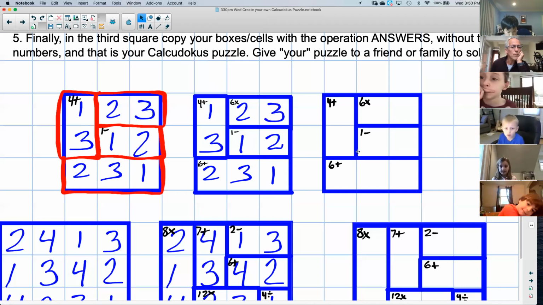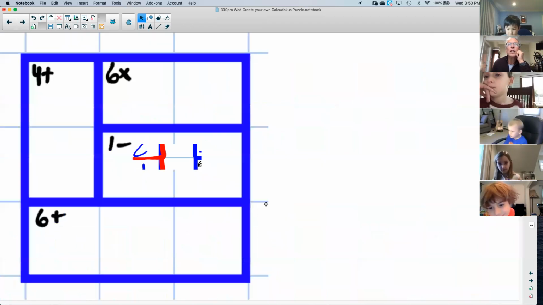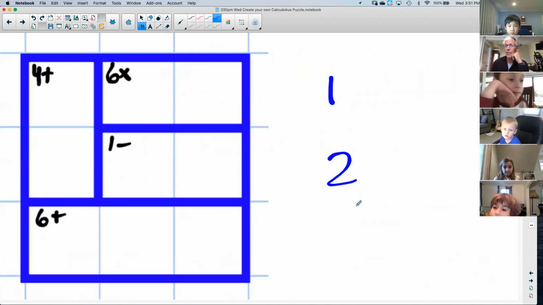You didn't put any writing in it? Right, because guess what? That's the puzzle. So what you do is you create the puzzle and you're going to give it to somebody to solve. You literally give them this puzzle and you explain it to them, and they go, okay, it's got to have a 1, 2, or a 3.